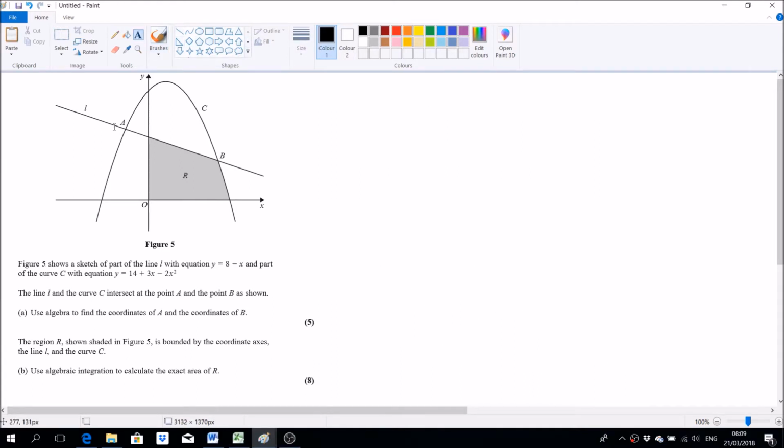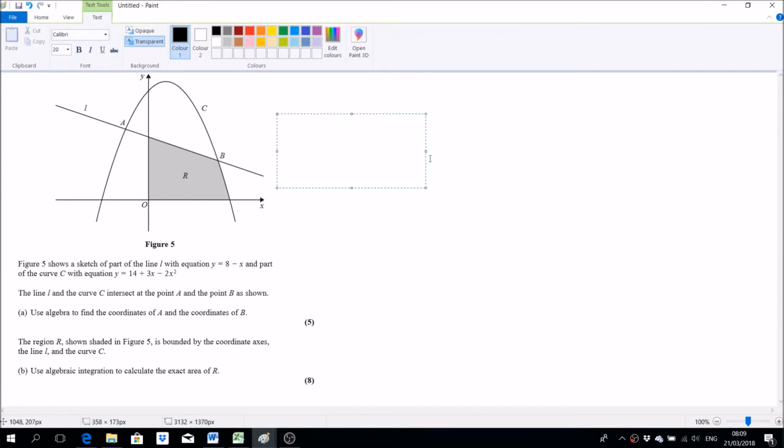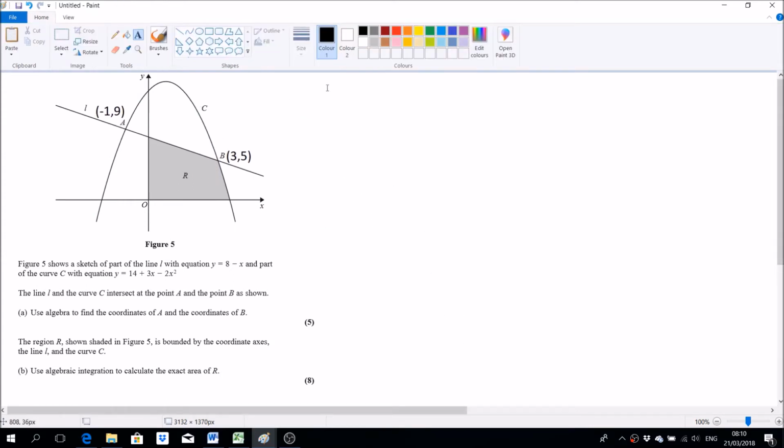So for part B, we have to calculate the exact area of R. And for part A, we found that B has coordinates 3, 5, and A has coordinates minus 1, 9. Let's just put it here. So what can we do to calculate the exact area of R? Well, we can split this into a trapezium.